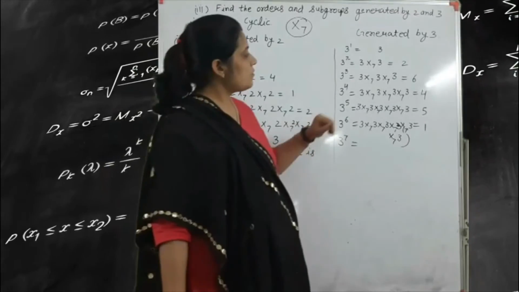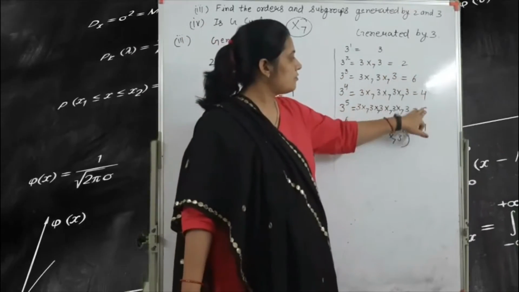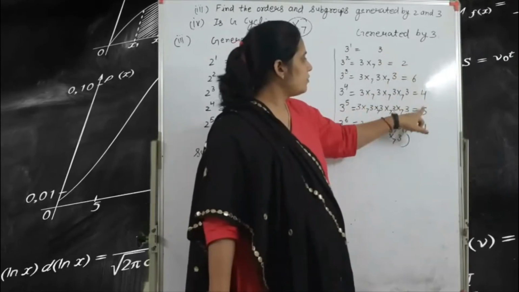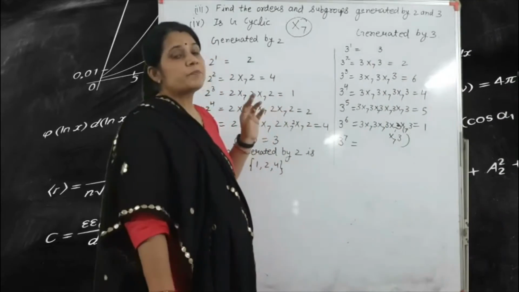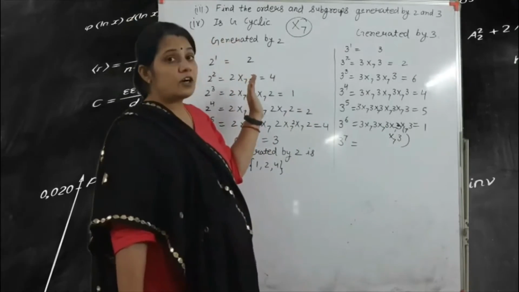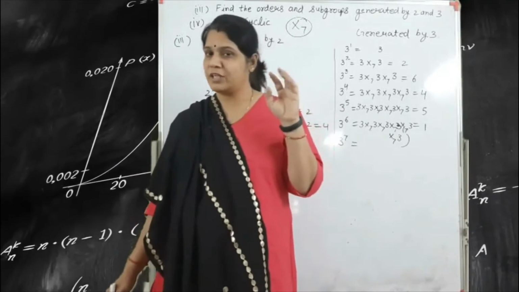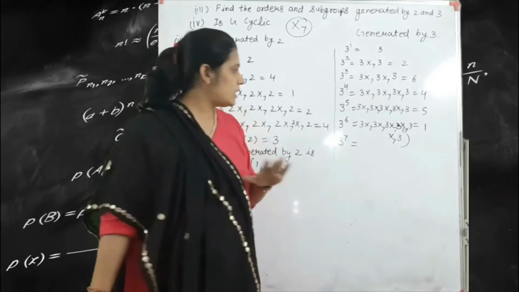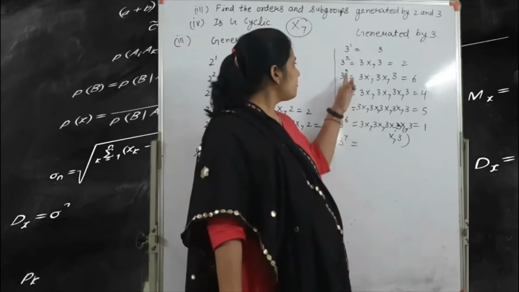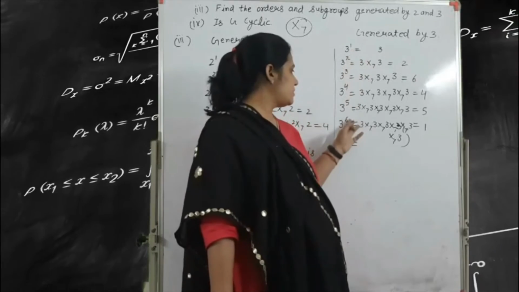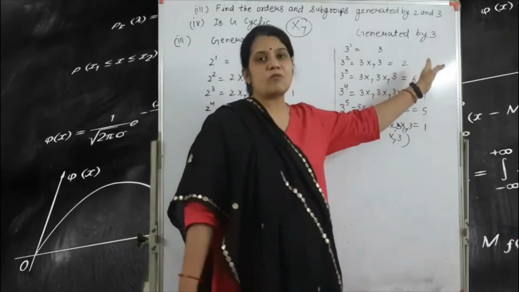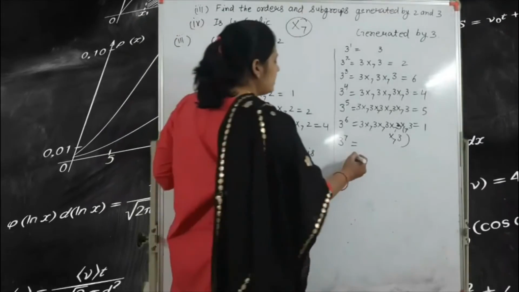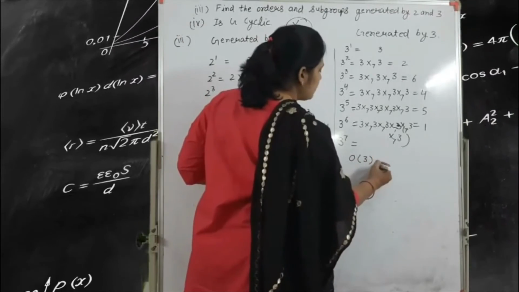Okay, so that means what? Here we have 3, 2, 6, 4, 5, 1. That means in the sequence we consider here, 1, 2, 3, 4, 5, 6, all 6 elements are present, according to our question, the given group. Because our group G is given with 1, 2, 3, 4, 5, 6 elements. Okay, so that means what? Here, if we write the powers of 3, we get the remainders, that is, all the elements present in the group G.